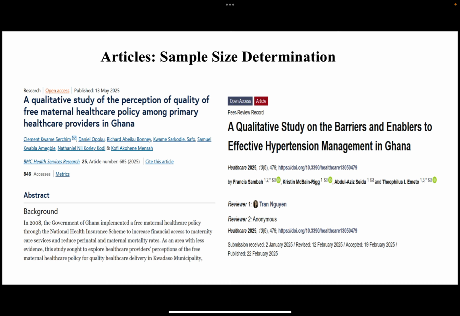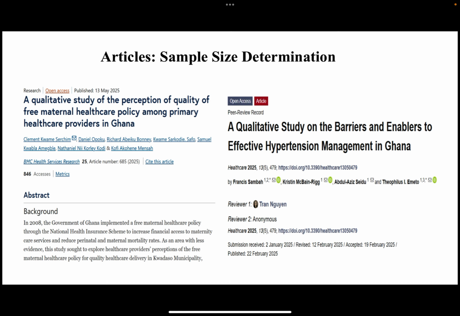Is that okay? Now, however, for a qualitative study, we rely on data saturation, not formulas. And in fact, I like this part a lot. Pay attention to this part. In a qualitative study, we do not do sample size calculations. We rely on data saturation, not formulas.